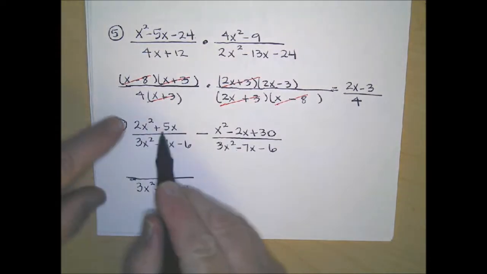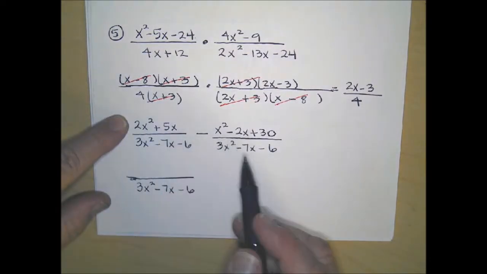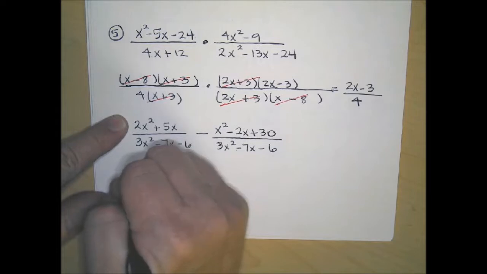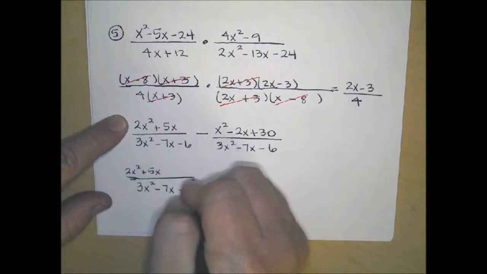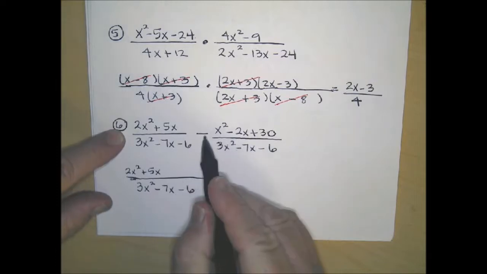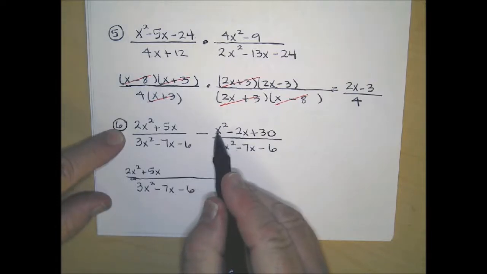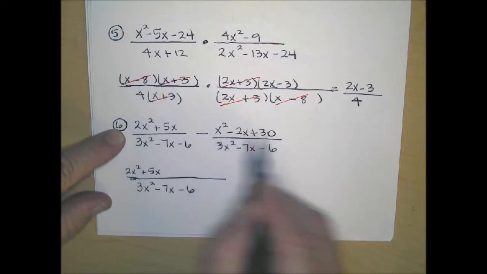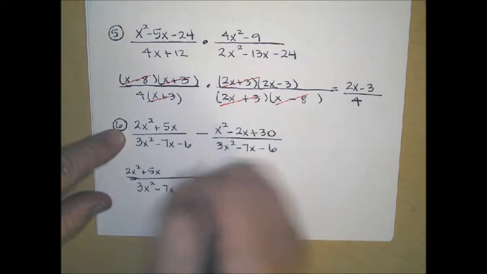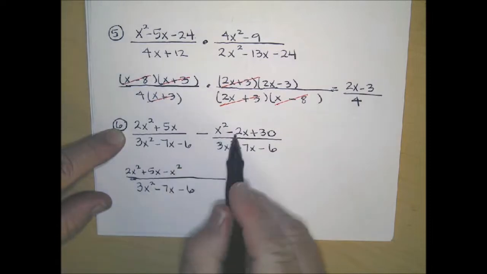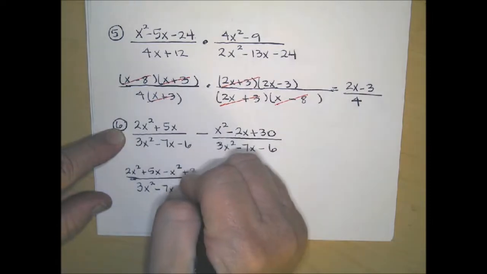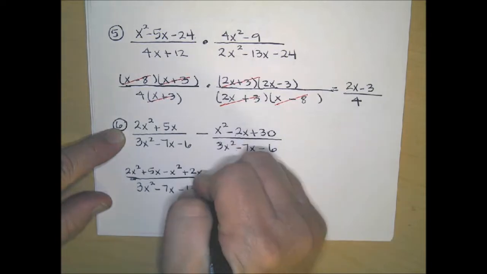Well, I need to subtract my two numerators. So this is going to be 2x squared plus 5x. Now here's the tricky part. That subtraction sign needs to get distributed to all three parts of this trinomial. So it would be minus x squared, and then it would be plus 2x, and then it would be minus 30.